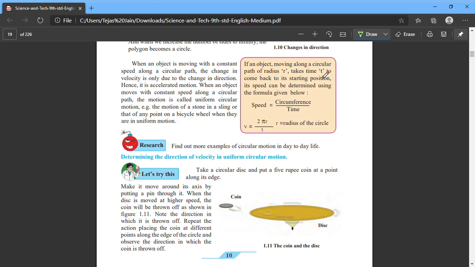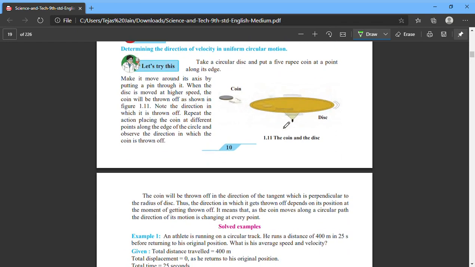If an object moving along a circular path of radius r takes time t to come back to its starting position, its speed can be determined by using the formula: speed is equal to circumference upon time. V is equal to circumference, which is given by the formula 2 pi r, upon time, which is given by the letter t. Therefore, for uniform circular motion the formula is V is equal to 2 pi r upon t.